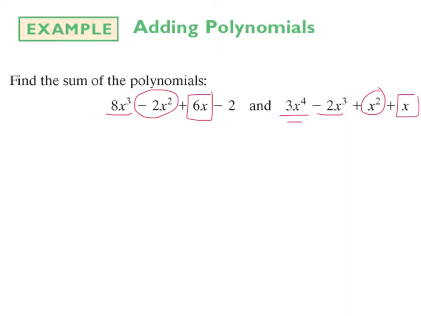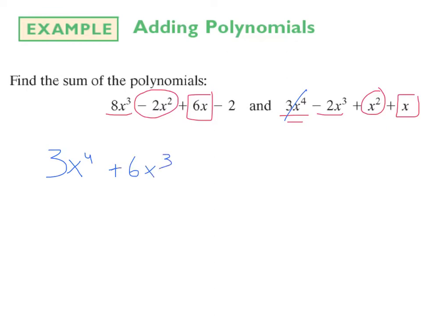So we have this one, 3x to the fourth power with nothing, so we're going to write 3x to the fourth power. The second degree: we have 8x cubed minus 2x cubed is 6x cubed.